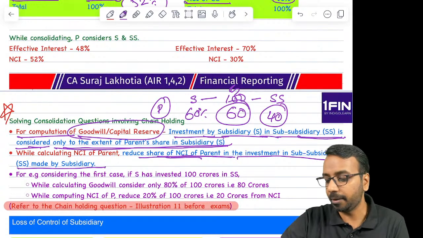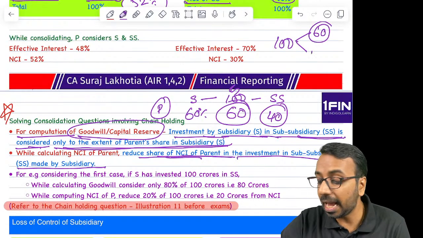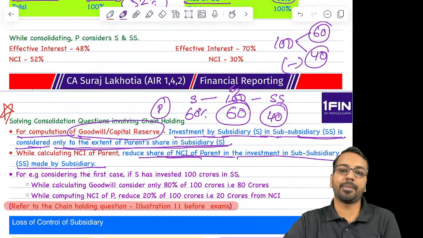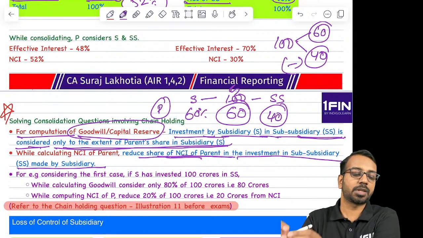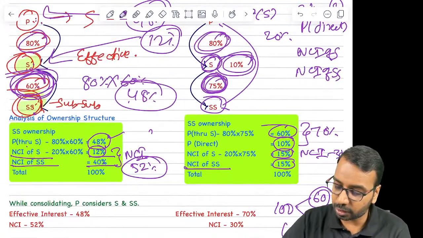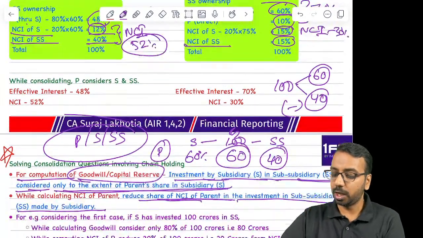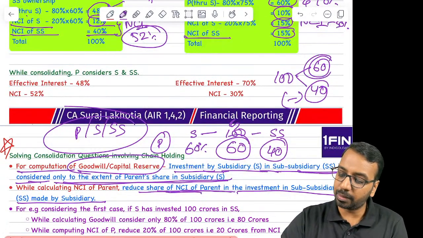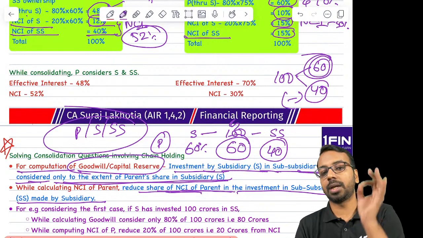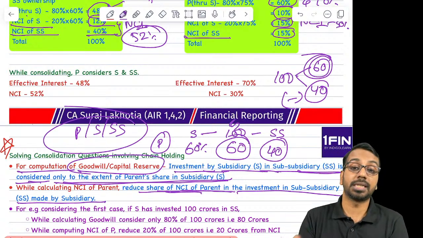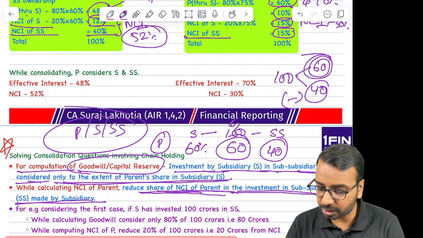So two things you have to keep in mind. Out of 100 of investment, you will take only 60 for calculation of goodwill, and you will reduce 40 from NCI balance, because NCI is holding so much of investment in sub-subsidiary indirectly. For this, there is a question of P, S and SS, which is illustration number 11. You can practice it. Only two adjustments you have to keep in mind. You have to take only parent's share of investment while calculating goodwill, and when it comes to NCI, you will reduce the share of NCI in the investment in sub-subsidiary made by subsidiary.